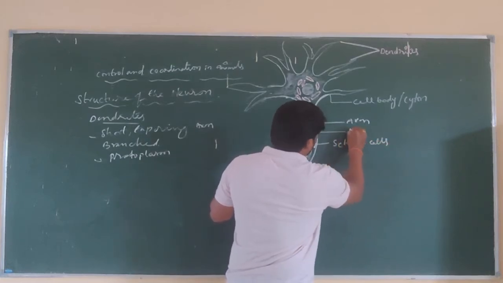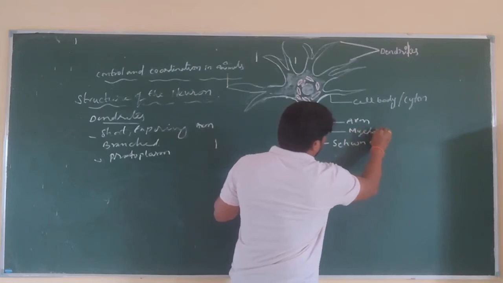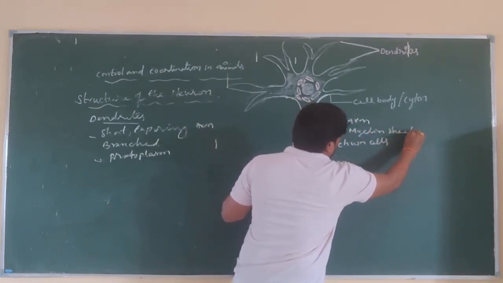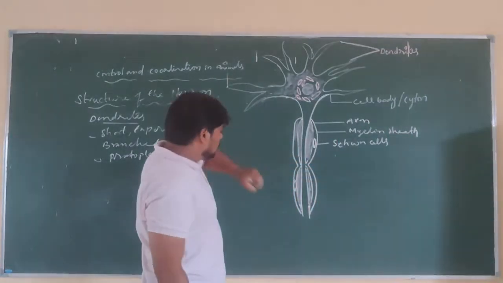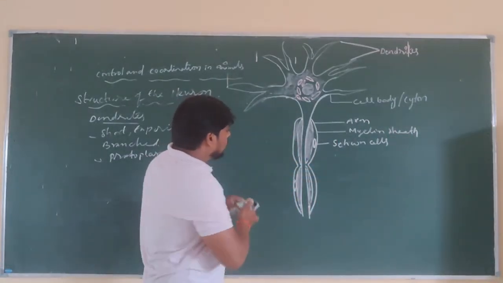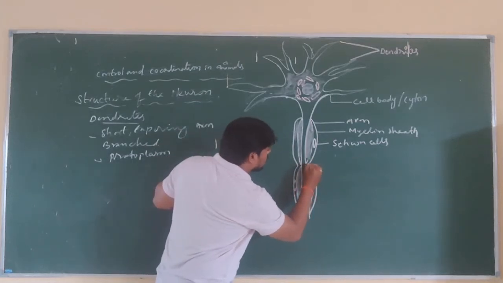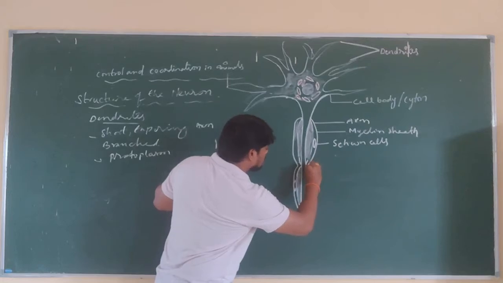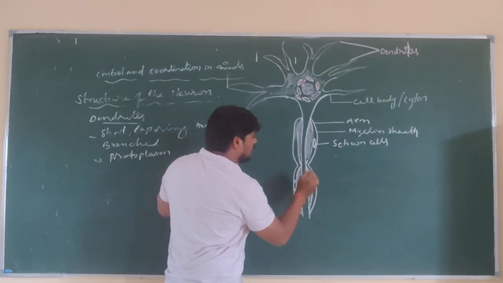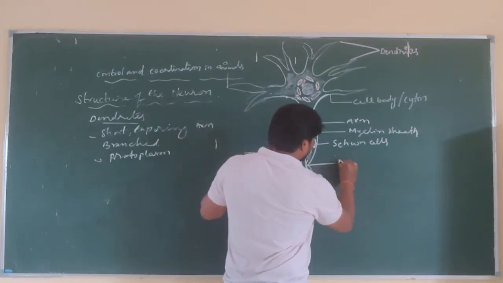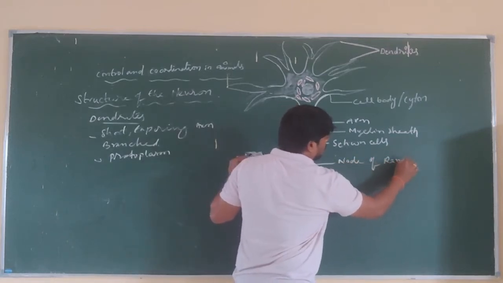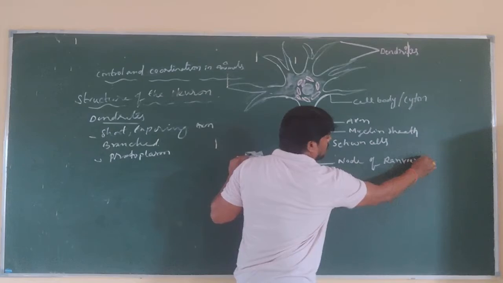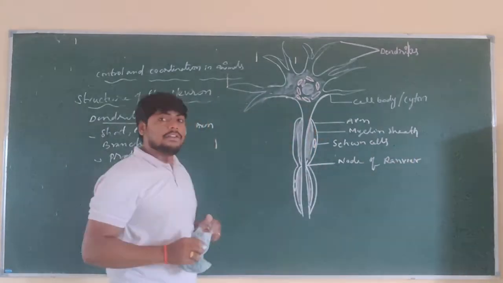This is the myelin sheath. The gap in between the myelin sheath is called the node of Ranvier. Node of Ranvier is called.